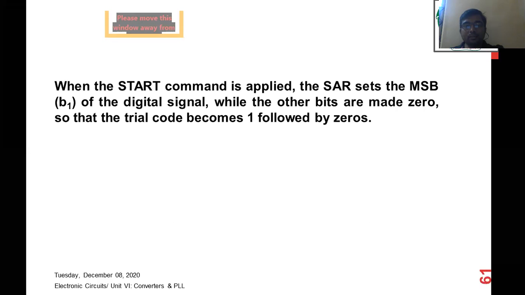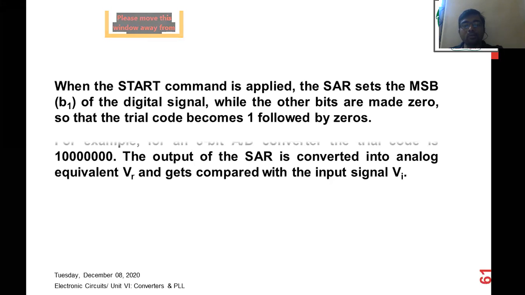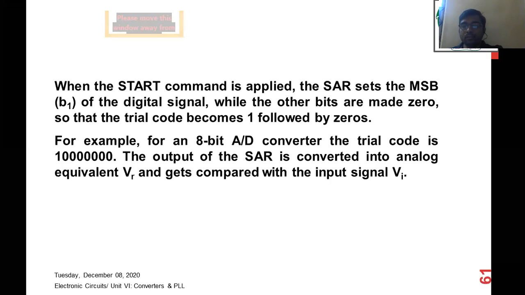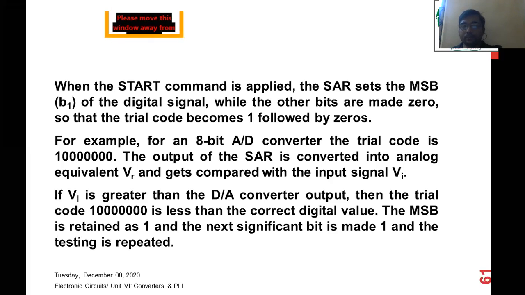So we have to see the start of this conversion. When the start command is applied, the SAR sets the MSB of the digital signal to 1, and the rest of the bits are made 0. So the trial code becomes 1 followed by zeros. Here we are talking about the 8-bit A to D converter, so the trial code would be 1 followed by 7 zeros. The output of the SAR is converted into the analog equivalent VR and compared with the input voltage Vi.